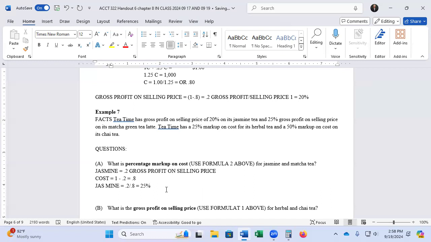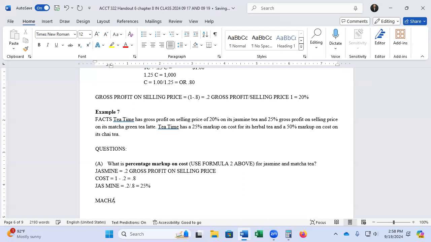Now we would expect that, right? When we're talking about a markup on something larger, like the selling price, you would expect the selling price to be more than the cost. So if the markup is 20% on that, you'd expect the markup on cost to be a little bit more. It's really just what number we have and what one we're calculating it by.